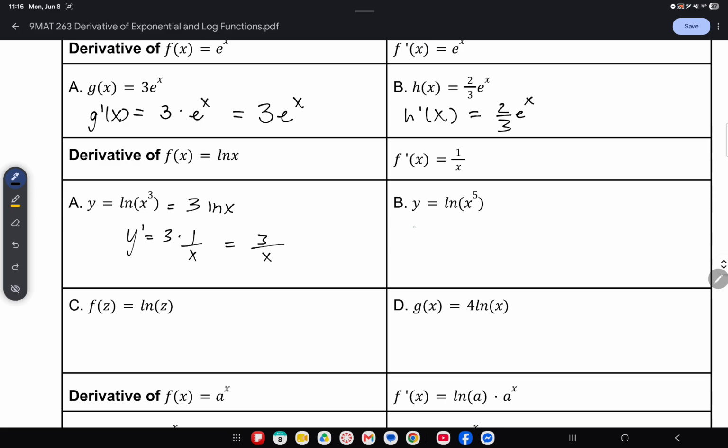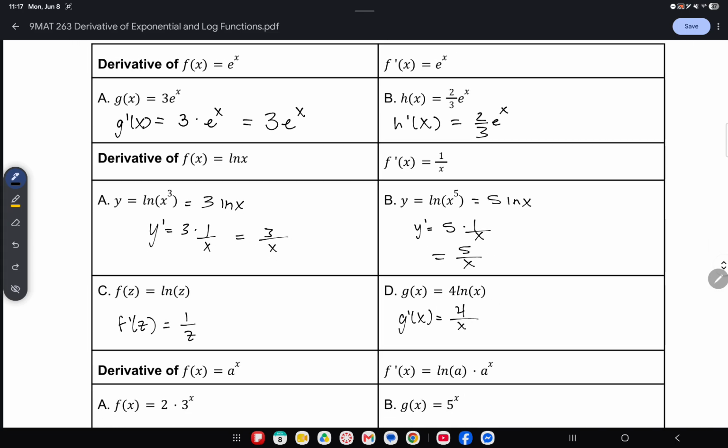You can do the same thing here. That's really 5 times natural log of x. So when I do a derivative, that's 5 times the natural log of x derivative, which is 1 over x, to leave me with 5 over x. ln of z, just because it's a different variable, doesn't mean anything different. So that's just 1 over z. And 4 natural log of x, that derivative is just going to be 4 times 1 over x to give me 4 over x.